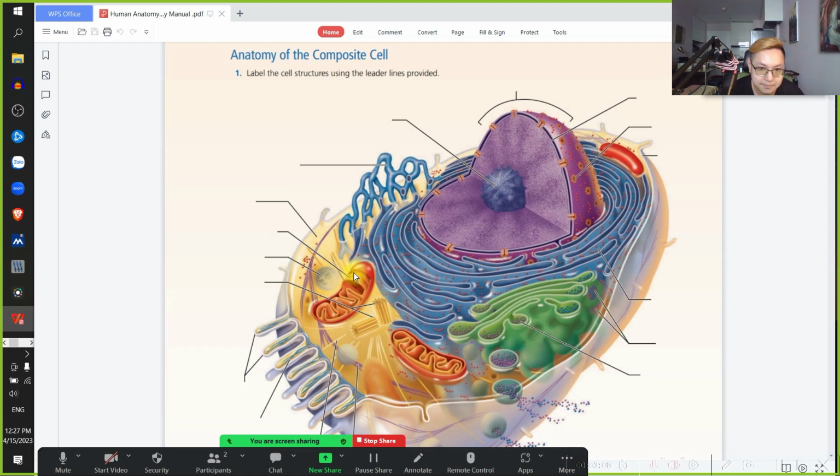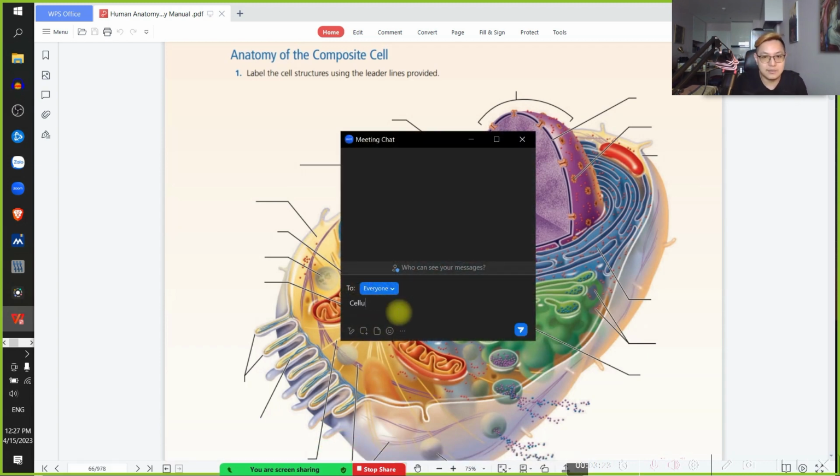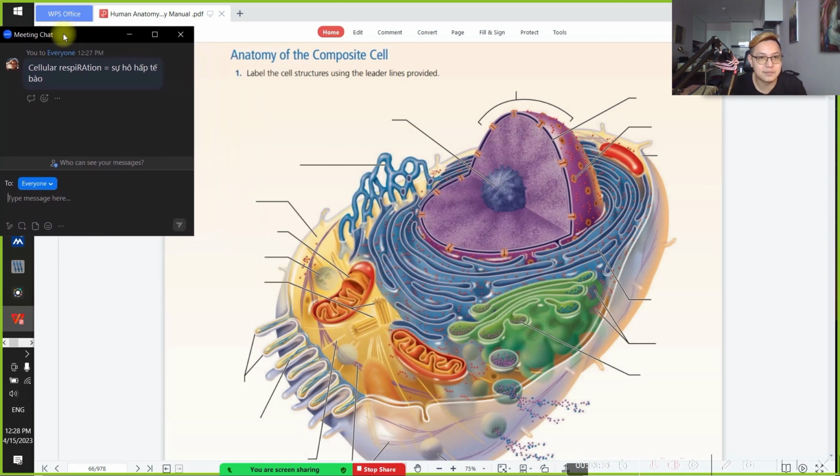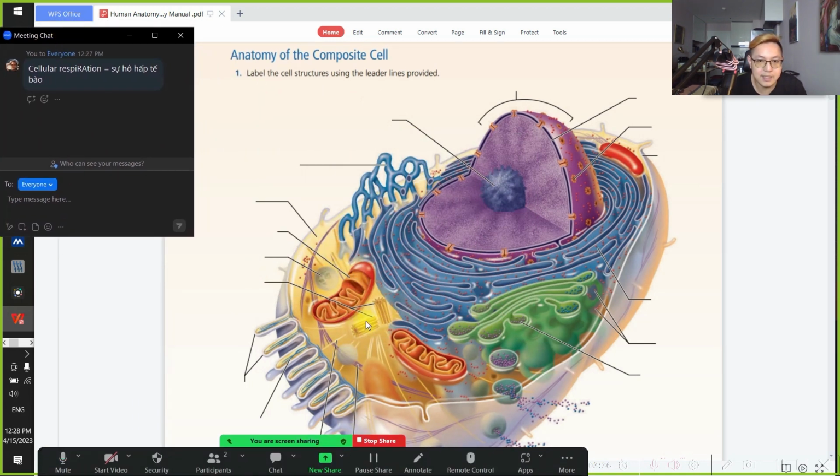Okay, so what does mitochondria do? Main site of ATP synthesis. The main site of ATP synthesis. Right, and cellular respiration, đó nha. Cellular respiration, sự hô hấp tế bào đó nha. Cellular respiration as well.